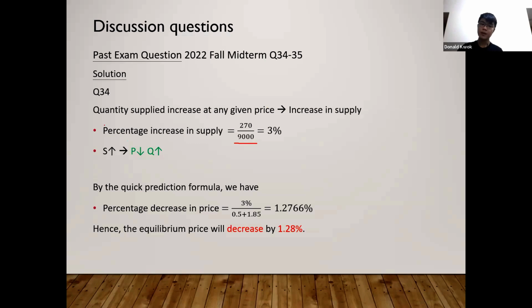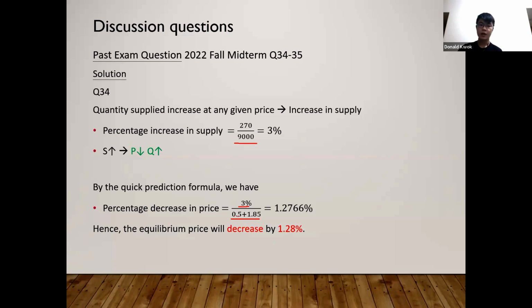Okay, so with the information about percentage increase in supply, it will hint at using a quick prediction formula to calculate the percentage change in price. So how can I do that? It would be the percentage change in supply divided by the absolute values of elasticity of demand and elasticity of supply. So 3% divided by 0.5 plus 1.85. Then we have the percentage decrease in price to be 1.28%.